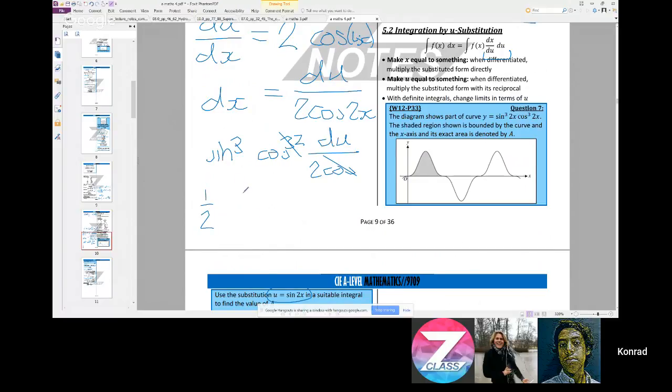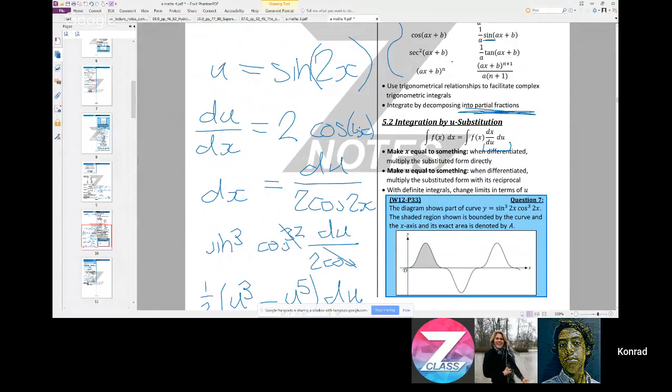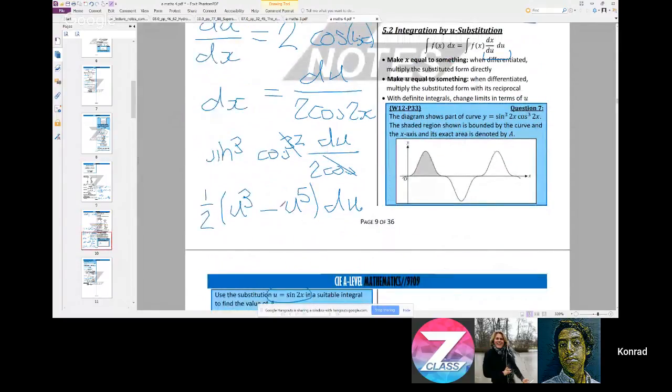And so at that point, we have a half, and I'm going to use u just because it's shorter to write now. We have a half times u cubed minus u to the power of 5 du. Right? Because this is 1 minus sine squared, so we get sine cubed minus sine to the power of 5. But our sine is just u, and so in place of that, we put u.